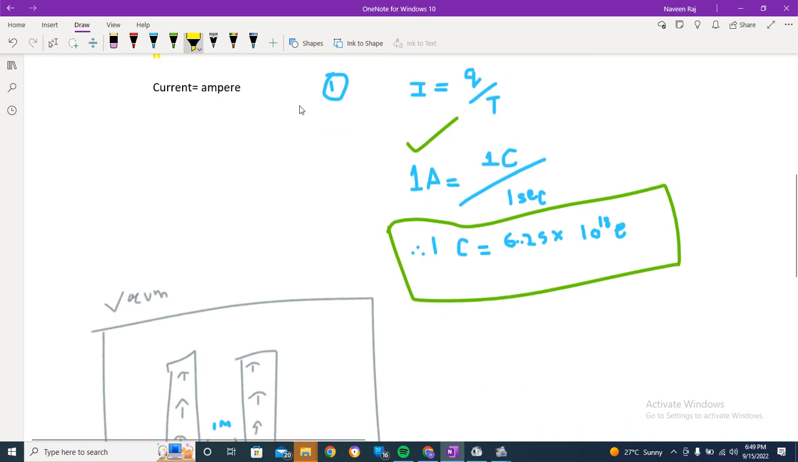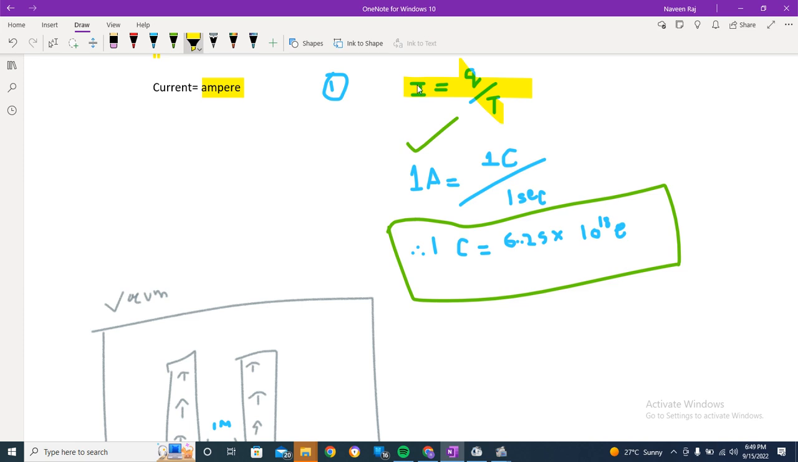Current is measured in amperes. We have 1 ampere, 2 ampere, 3 ampere current. We know that the current formula is I = Q/T, where I is current, Q is charge, and T is time. Current is equal to charge per unit time, the flow of charge per unit time.